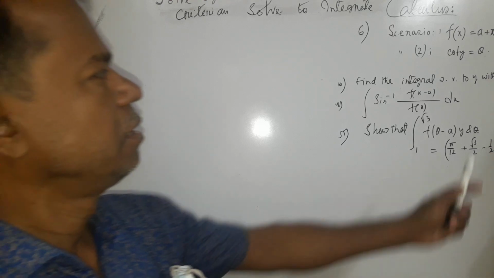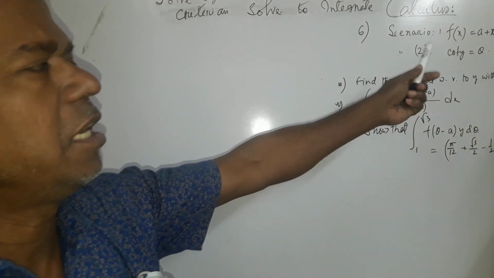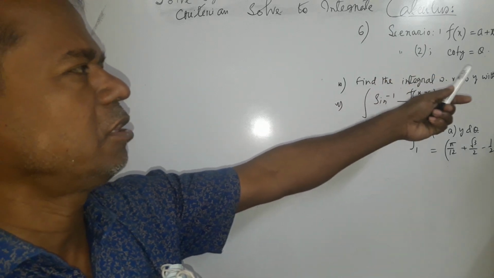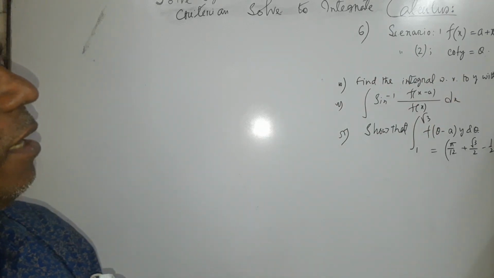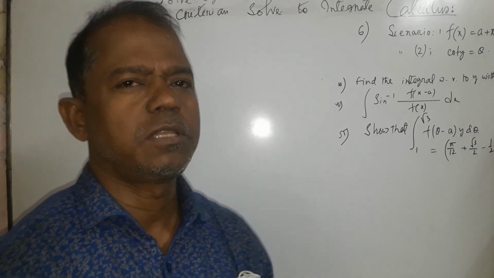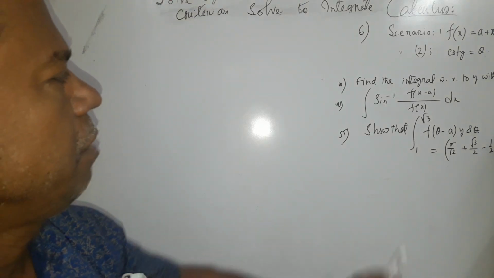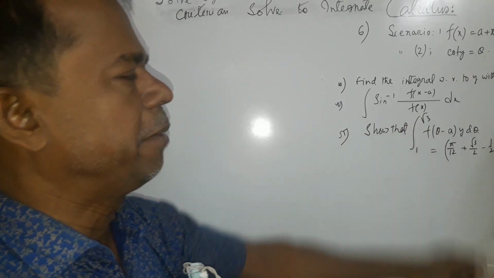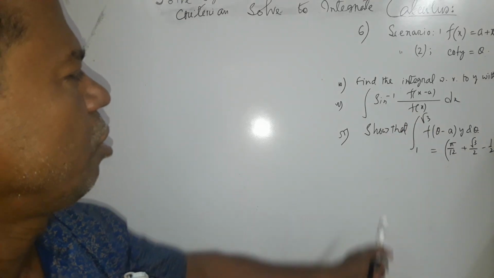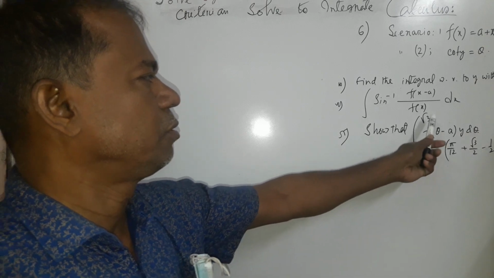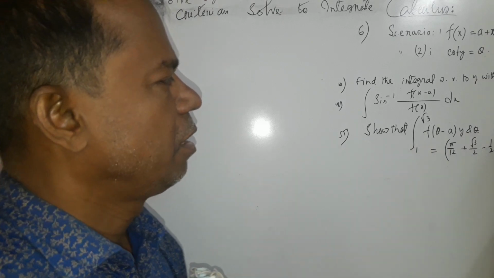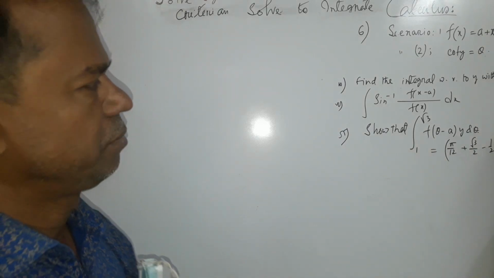Let f of x equal to cot x, and cot y equal to theta. Find the integral with respect to y of theta to the power 7, and the number is sin inverse of f of x minus a divided by f of x dx, and the number is from 1 to root 3 of f of theta minus a y d theta equal to.